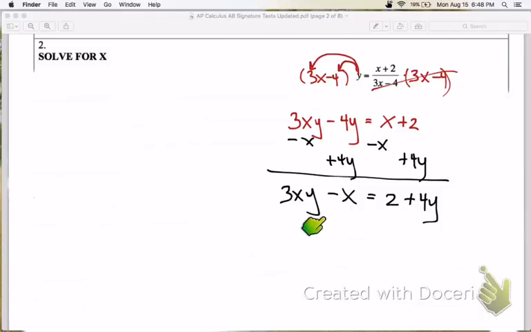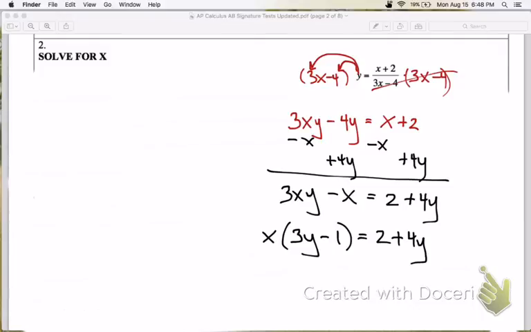Now, I still have an x in two places, but at least now they're both on the same side of the equation and everything else is on the other side. These are not like terms, so you can't just add them straight up. However, we can factor out an x. So if I take an x out of both terms, because it's the GCF, I get 3y minus 1 times x equals 2 plus 4y.